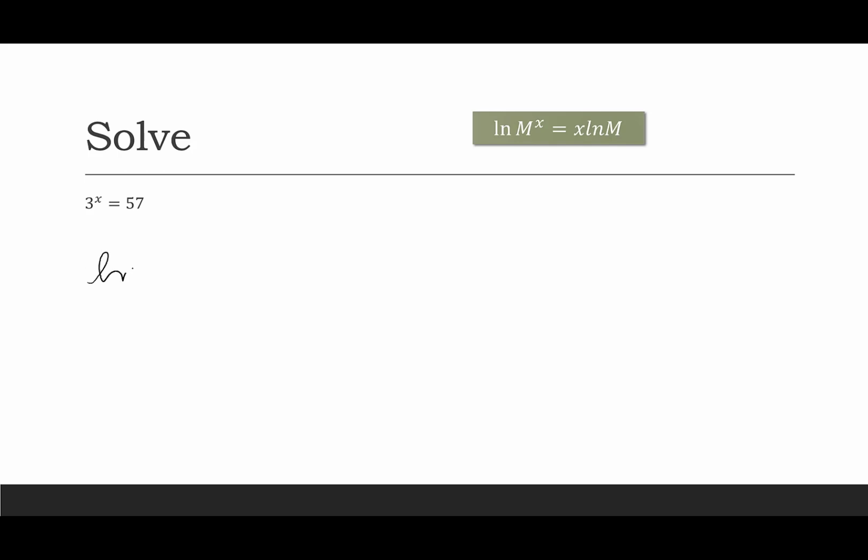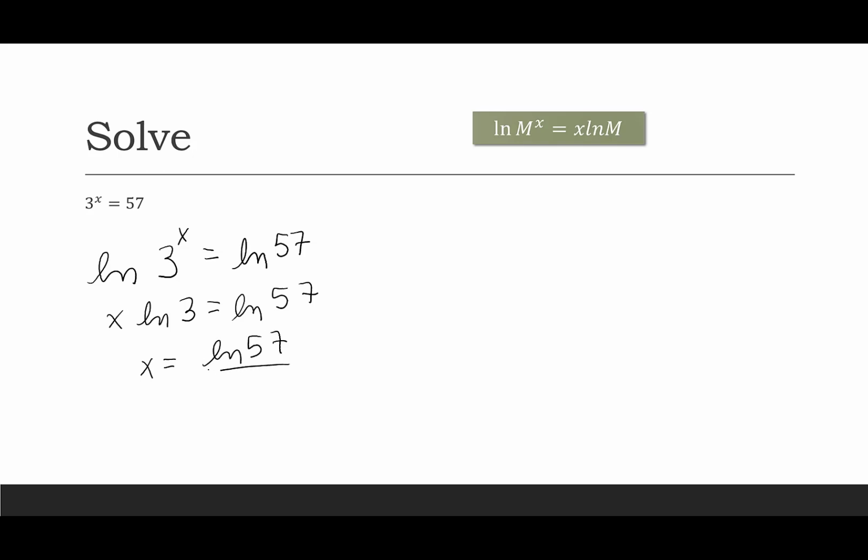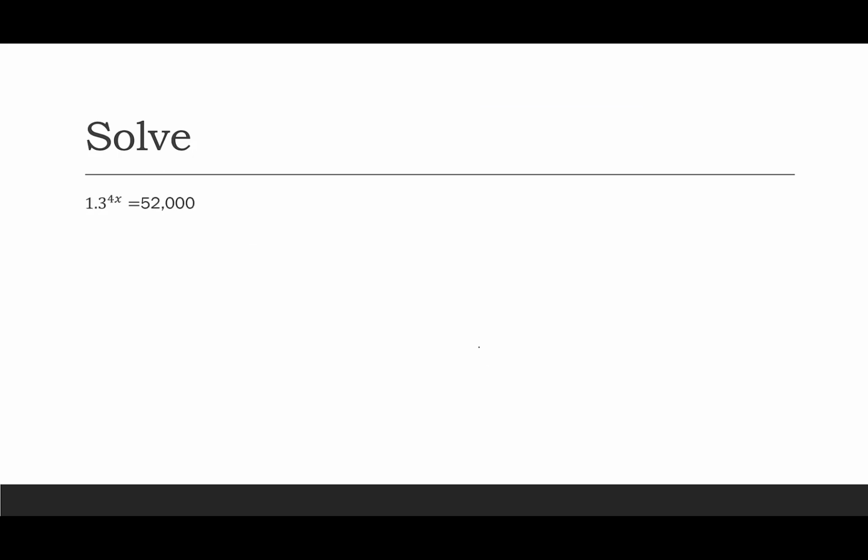So I have the natural log of 3 to the x equals the natural log of 57. Okay. The x comes down. Now I can divide. I want to get x by itself. I'll have x is equal to the natural log of 57 over the natural log of 3. This is exact, but I can put it in my calculator, and I get that this is about 3.6801. Very similar, I have 1.3 to the 4x equals 52,000.